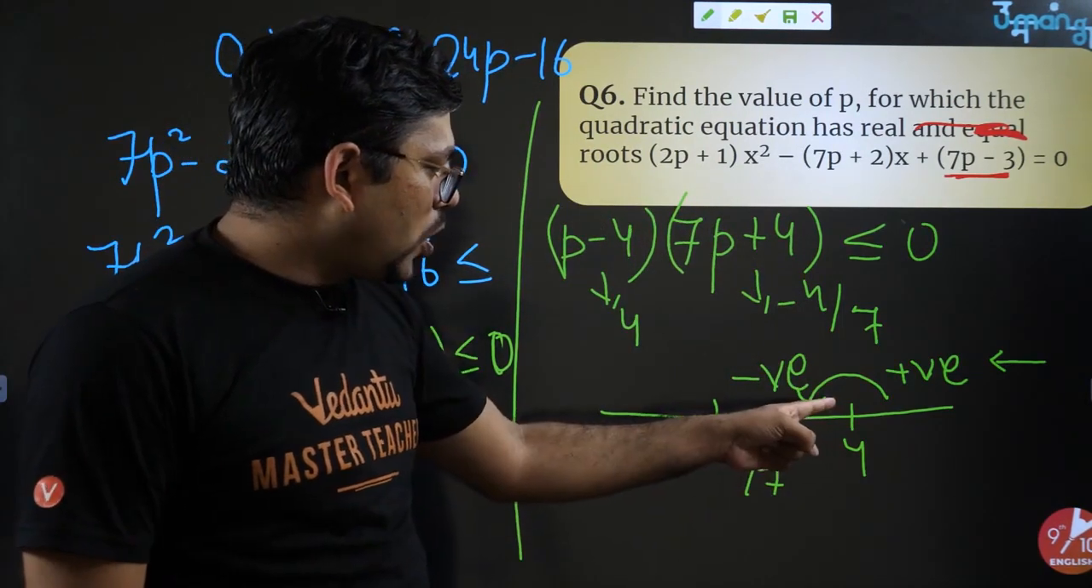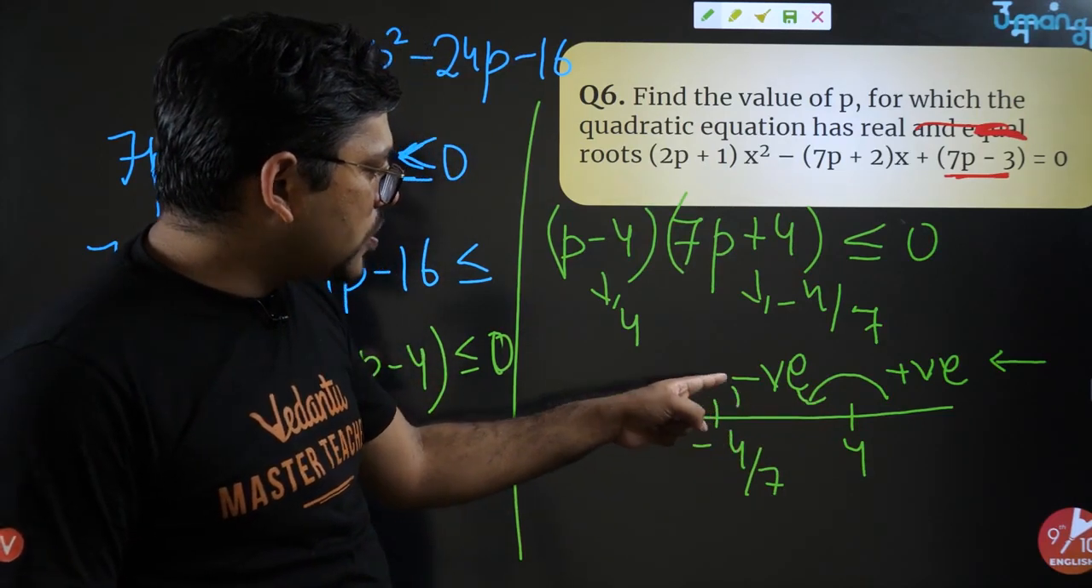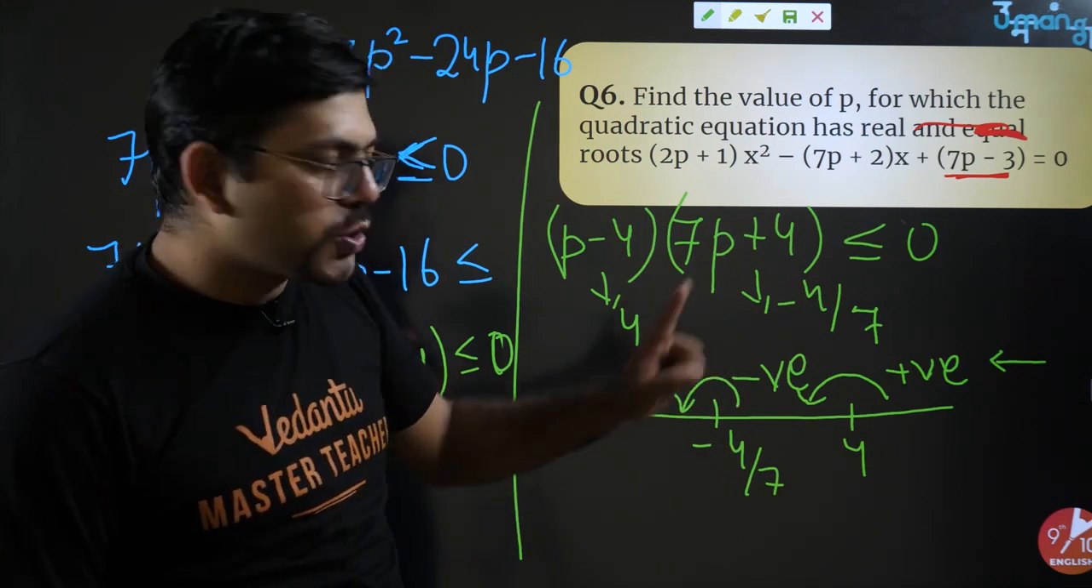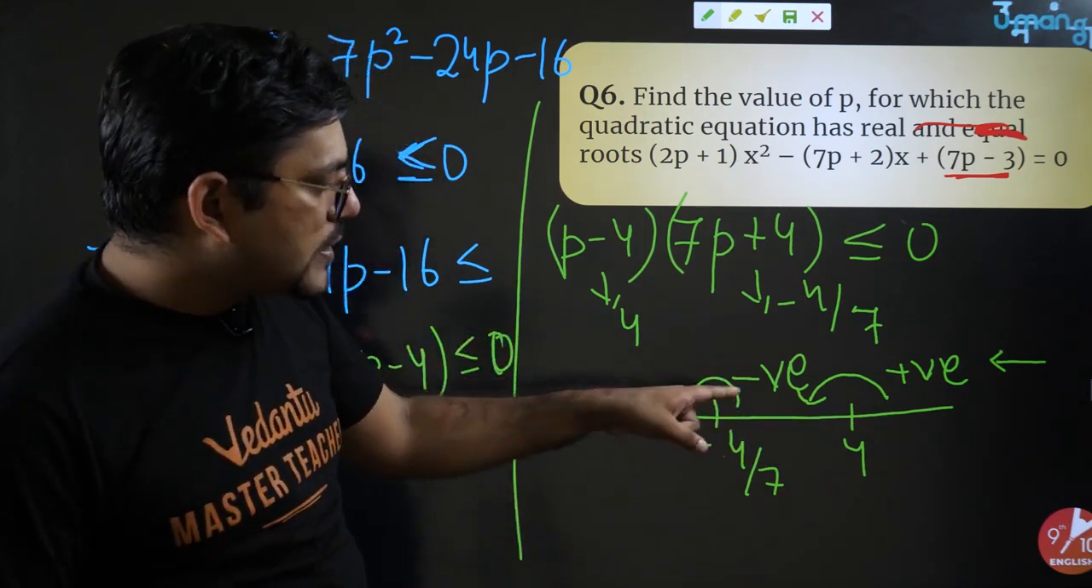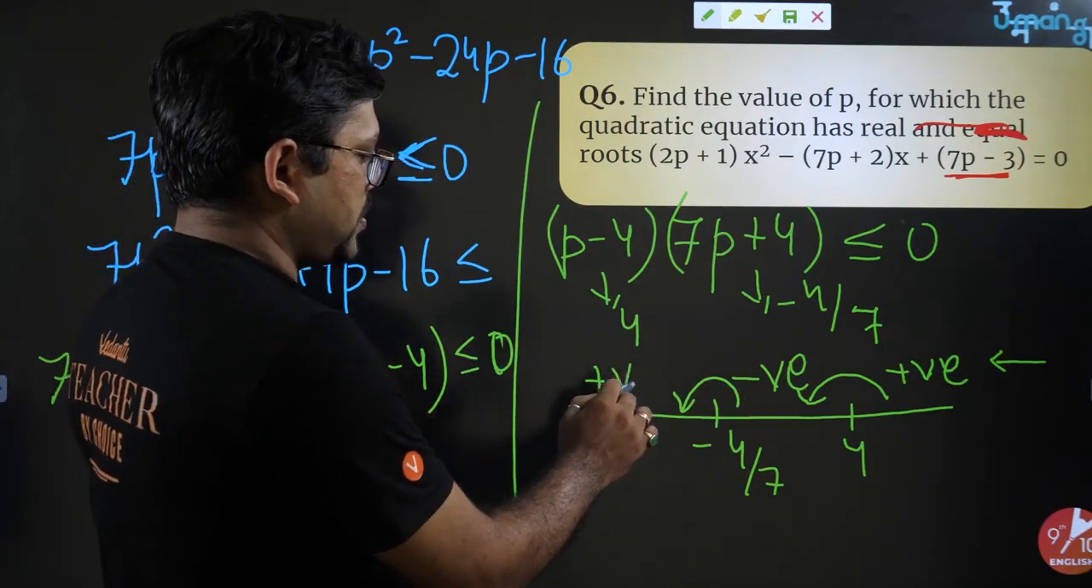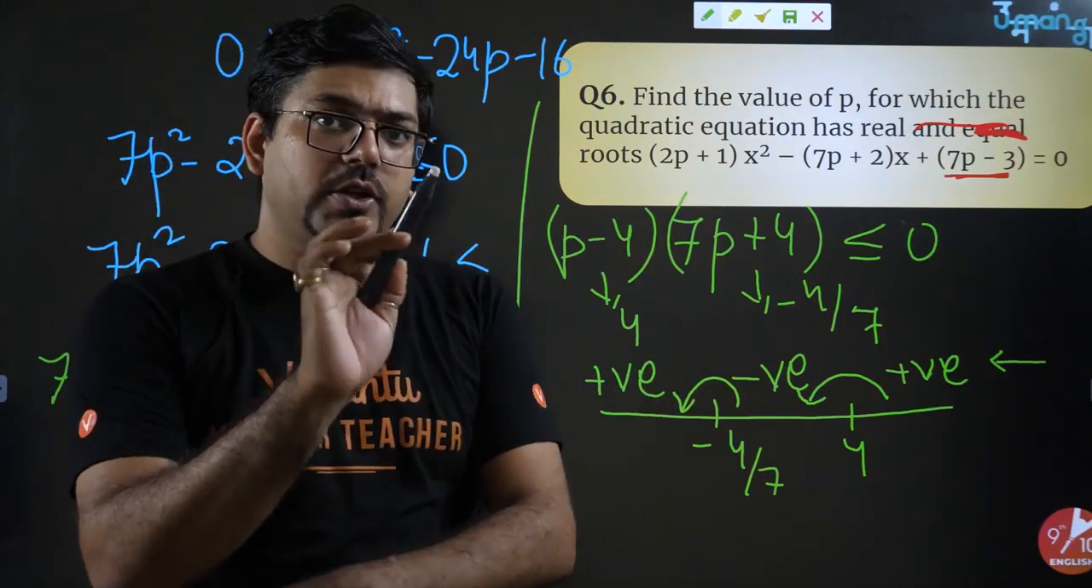Then again you move on. Again you jump a 0. Minus 4 by 7 is also a 0. So if you jump again a 0, again the sign will change. So the negative sign will change to positive. Fine, you have written that.